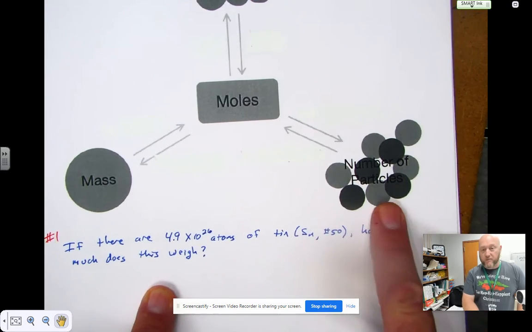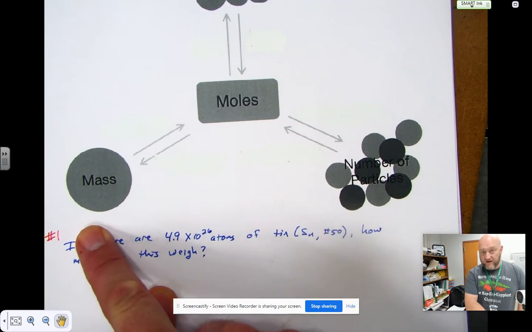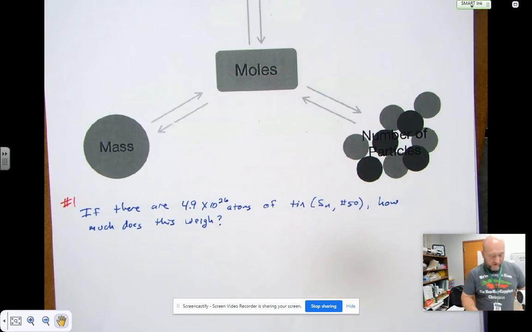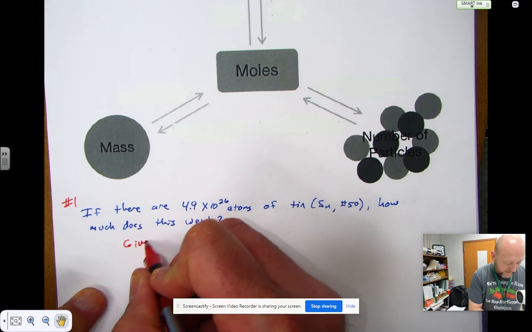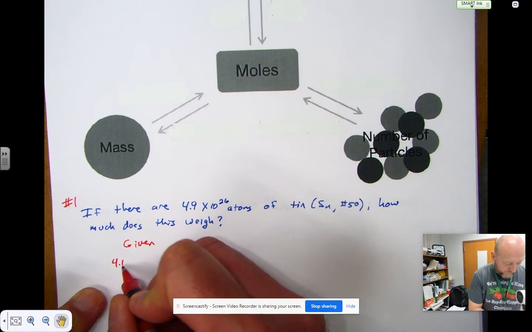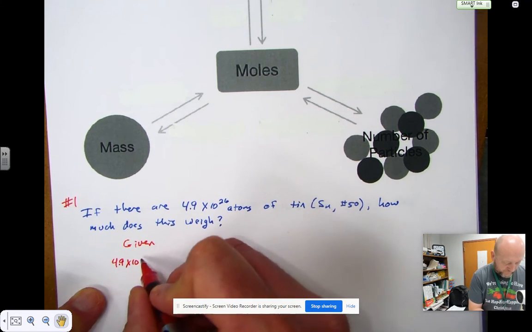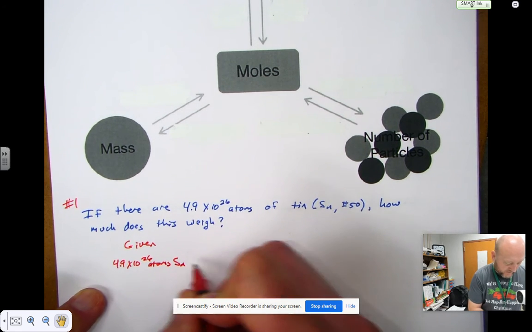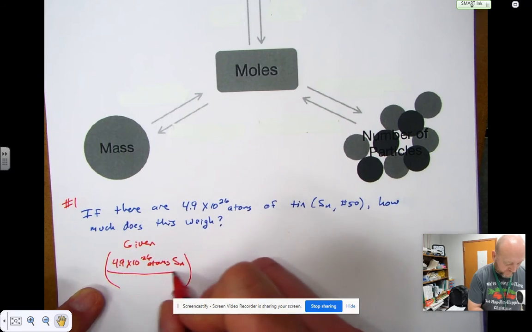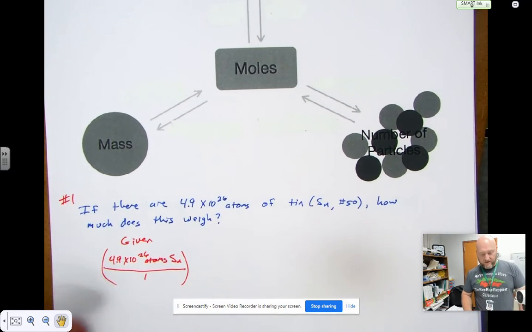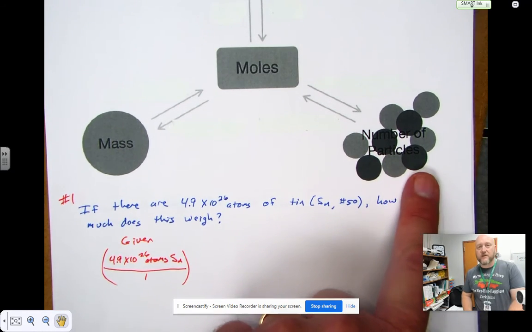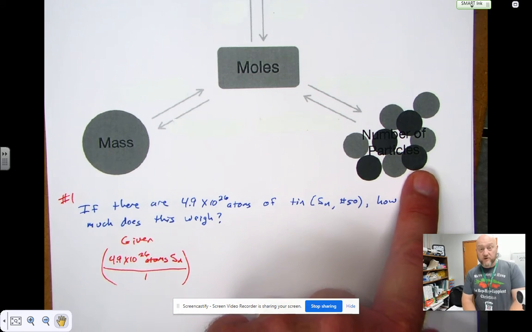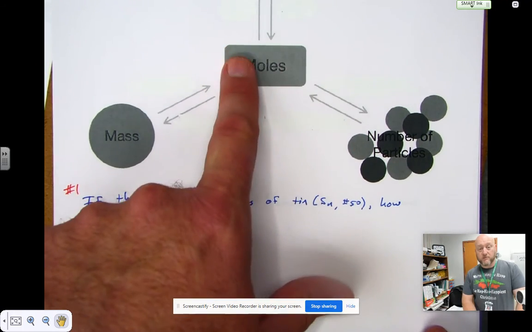Okay, so we're starting with the number of particles, and we want to find the mass. So let's start with our number of particles. Always begin with your given over 1. In this case, we are given 4.9 times 10 to the 26 atoms of tin. We always start with our given over 1. So right over here, our given is a number of particles. We first want to go from particles to moles.